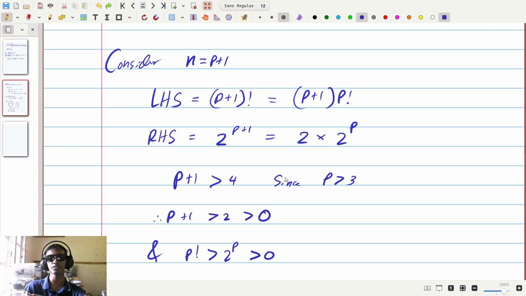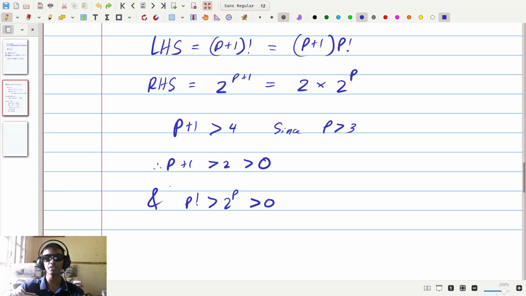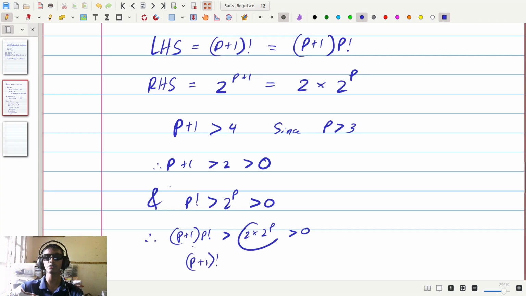So now that we've stated this, since we know that p plus 1 is bigger than 2, as in this term is bigger than this term, and we also know that p factorial is bigger than 2 to the power of p, the product of the two bigger numbers is going to be bigger than the product of the two smaller numbers. We can therefore say that p plus 1 multiplied by p factorial is going to be bigger than 2 times 2 to the p, which is of course going to be bigger than 0. Now given this, since we know that p plus 1 times p factorial is p plus 1 factorial, we can rewrite this as p plus 1 factorial. And since we know that 2 times 2 to the power of p is 2 to the power of p plus 1, we can say that this is bigger than 2 to the power of p plus 1, which is what we wanted to establish in the first place.